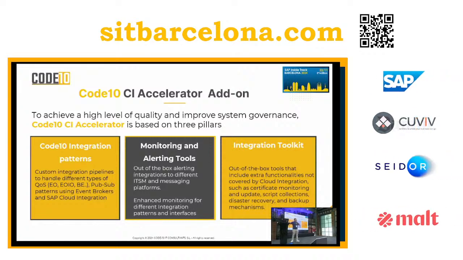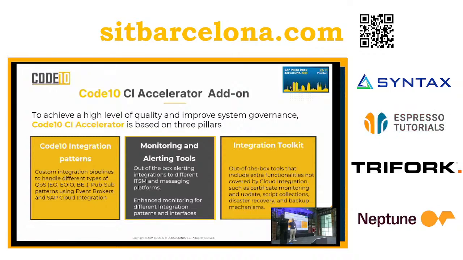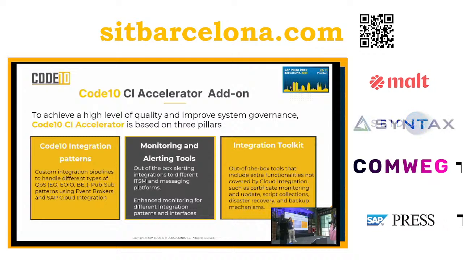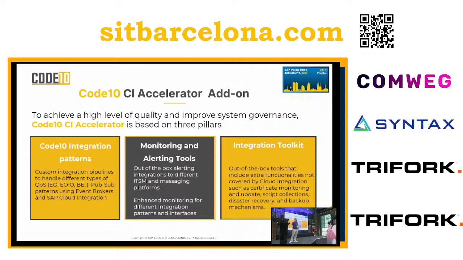And then we have the toolkit. The toolkit is whatever we cannot put in the other pillars. So we have a set of scripts, we have functionality for disaster recovery, backup mechanisms, integrations with repositories, whatever we can imagine that we cannot put into monitoring and alerting or integration patterns, we put over there.